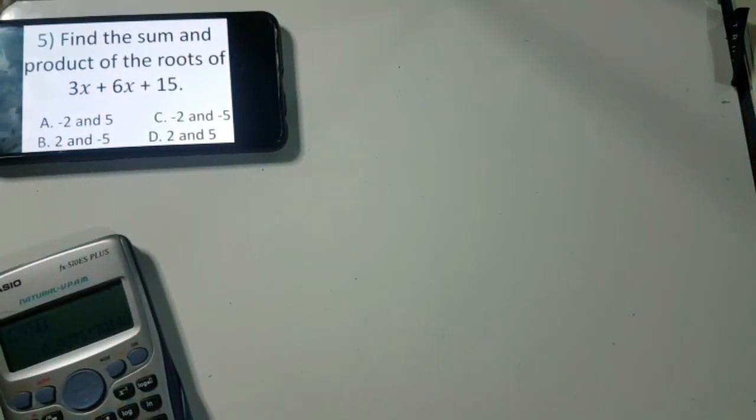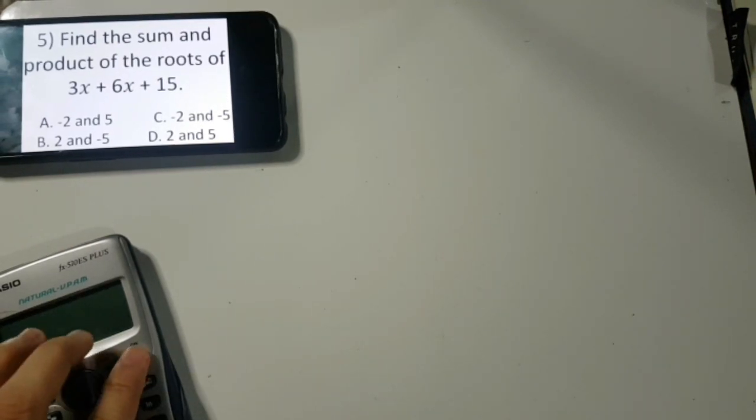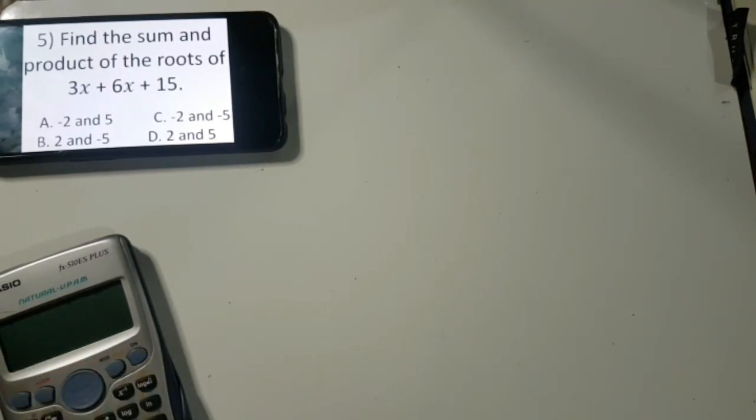Next question. Find the sum and product of the roots of 3x plus 6x plus 15. If you observe the question, there's something wrong with it. By the way, you will encounter questions in the board exam that have no answer, or a mistake in the options, or a mistake in the question itself.